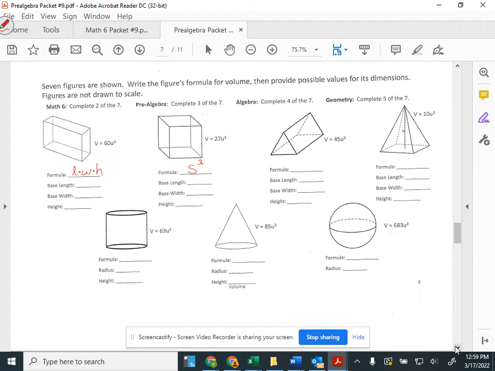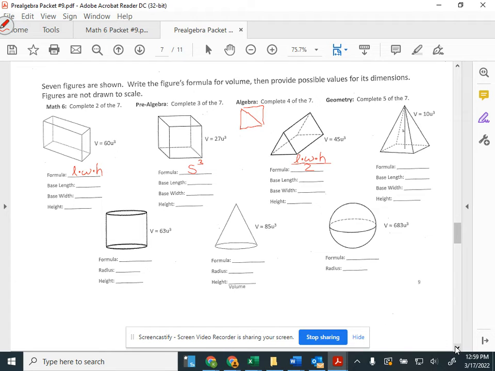Who knows the formula for the triangular prism? Ethan. Length times width times height divided by what? 2. If we have 2 triangles, put them together, it makes that square, makes the rectangle. So we divide it by 2 because it's only half of the rectangular prism.